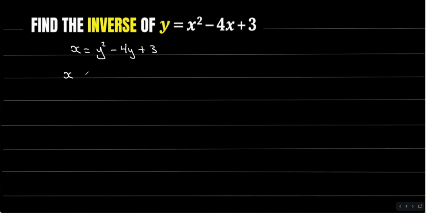So the first thing, we'll move the positive 3 to the other side. We'll have x minus 3 equals y squared minus 4y. Now to complete the square for y squared minus 4y is to take the negative 4 divided by 2 and square it. So negative 4 divided by 2 is 2, and then when you square it, you get 4. And therefore, we have to add 4 to the right side, and whatever we do to the right side, we do to the left side. So basically, we add 4 to the x minus 3 as well.